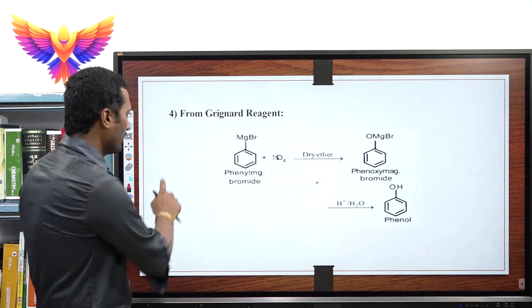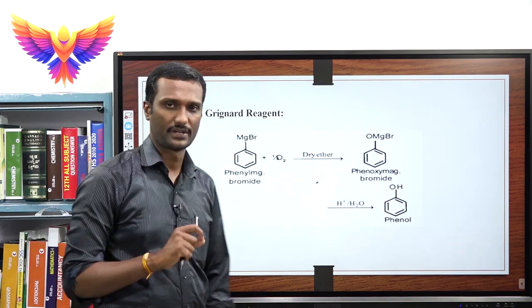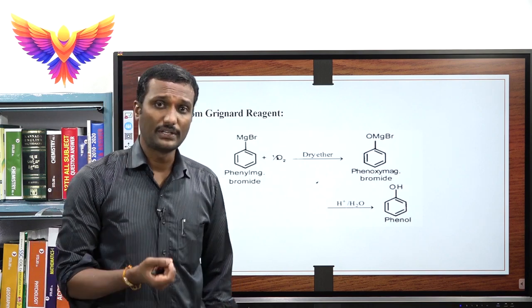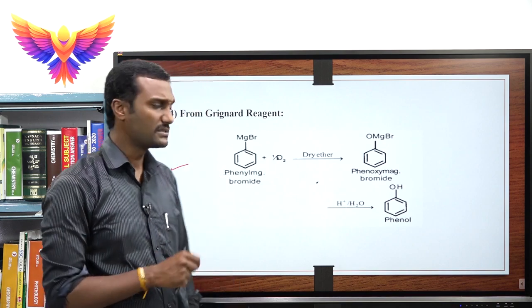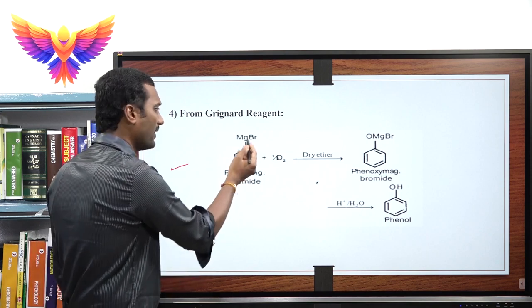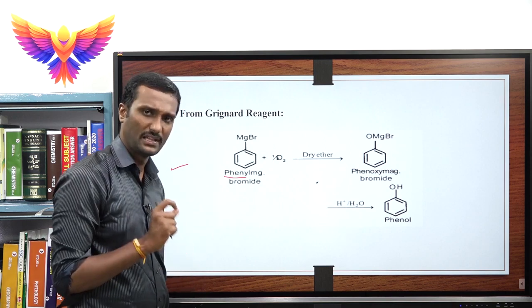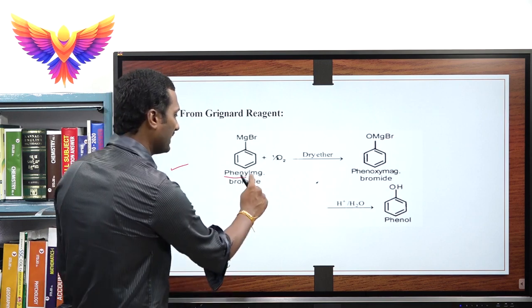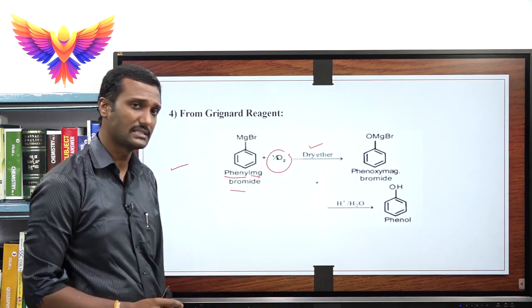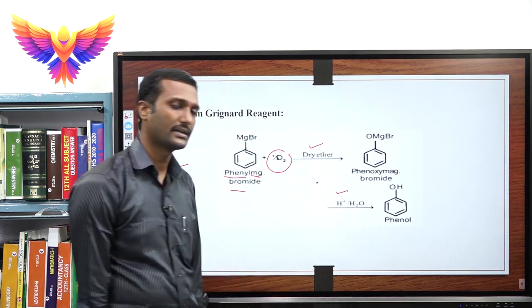Okay students, now we will see the preparation of phenol by using the Grignard reagent, because we use it to prepare alcohol by using a Grignard reagent. Am I right? So here also we are preparing phenol from a Grignard reagent, RMgX. In the place of R we take phenyl, that's it. Phenyl magnesium bromide, when it is oxidized in the presence of dry ether, we will get phenoxy magnesium bromide. Again here, when it is acidified with water, you will get phenol.